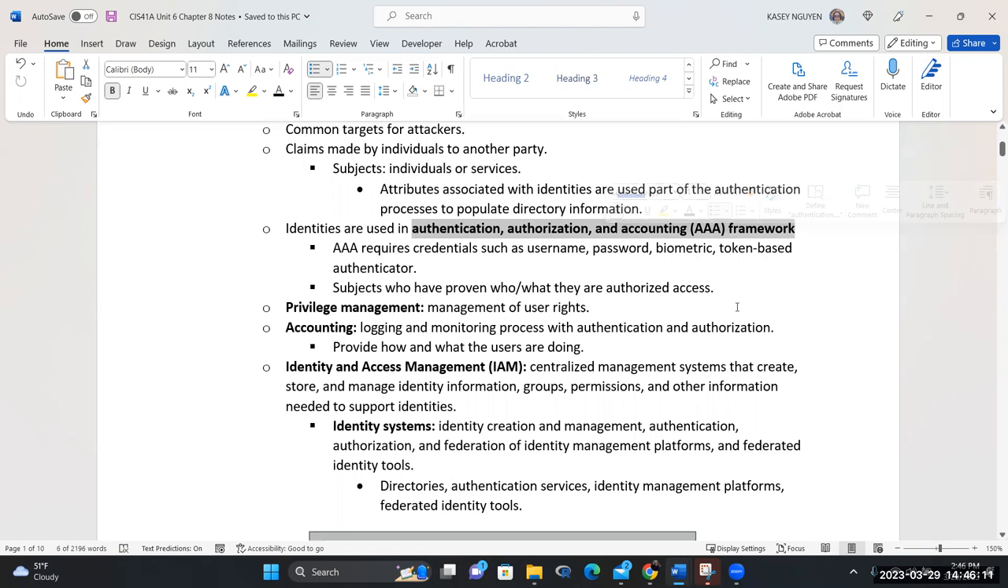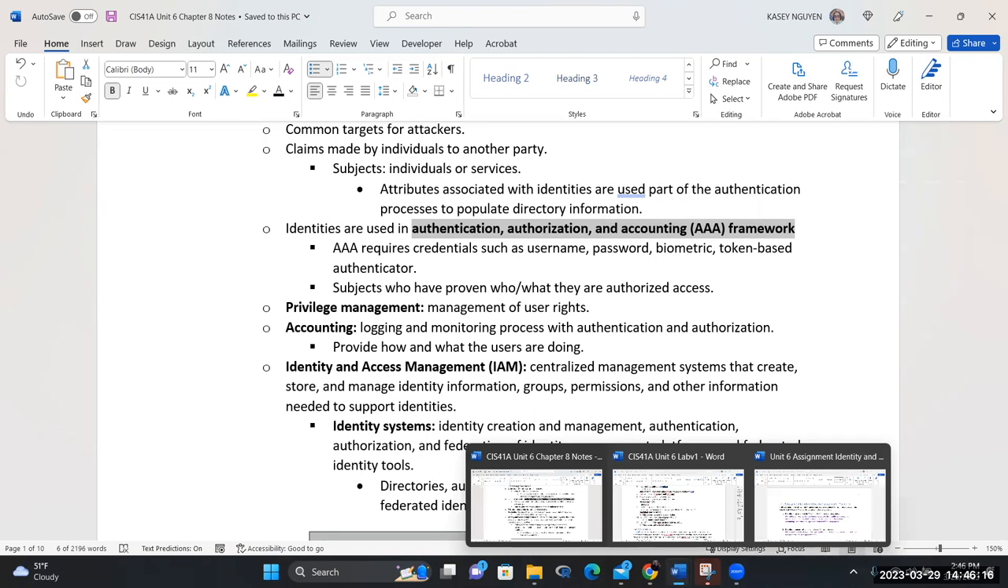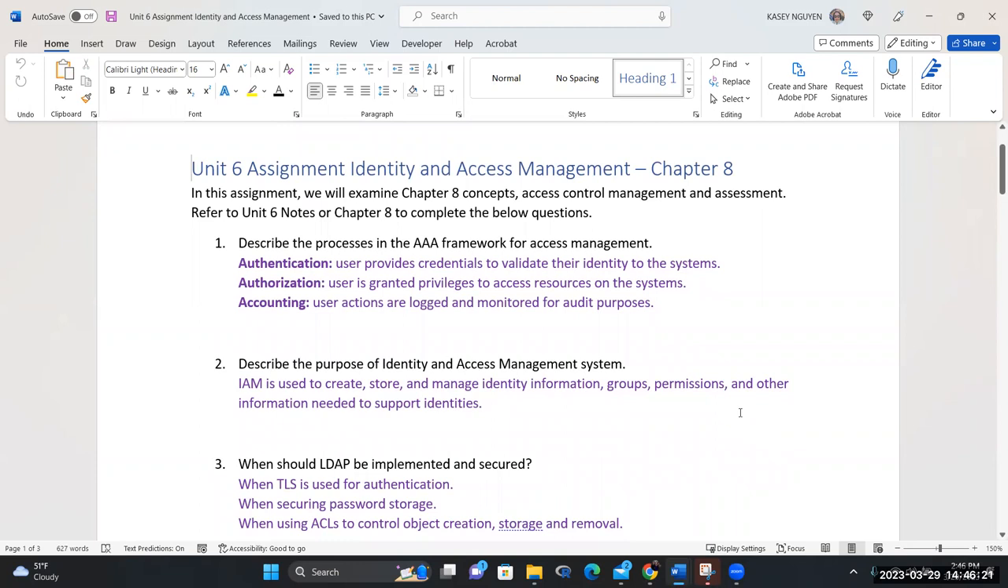In the first question of our assignment, it asks you to describe the processes in the AAA framework for access management. We already talked about identification, and I wanted to focus on the AAA only. Identification is a way that we recognize a system or a user that requires a certain type of access, through a username or system name. In the AAA, authentication is when the user provides credentials, such as biometrics or passwords, to validate their identity in the system. So authentication works with identity in that it validates who they are.